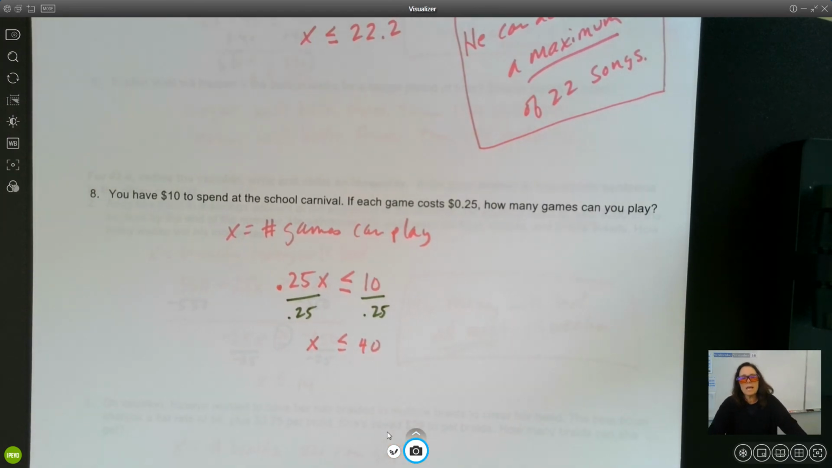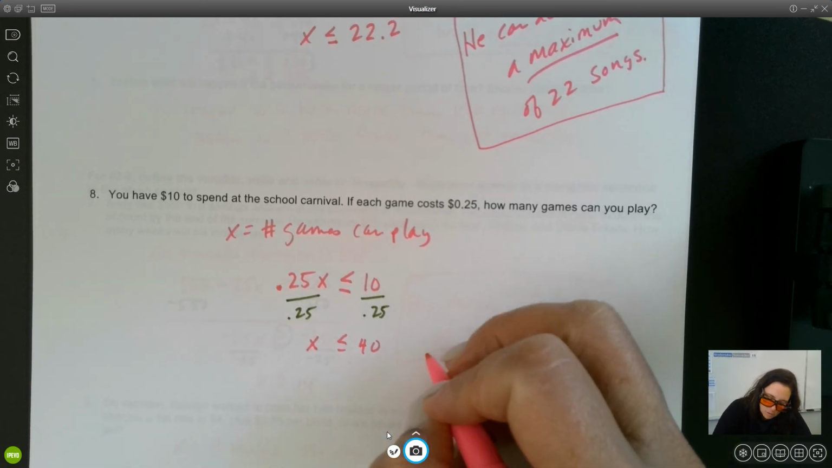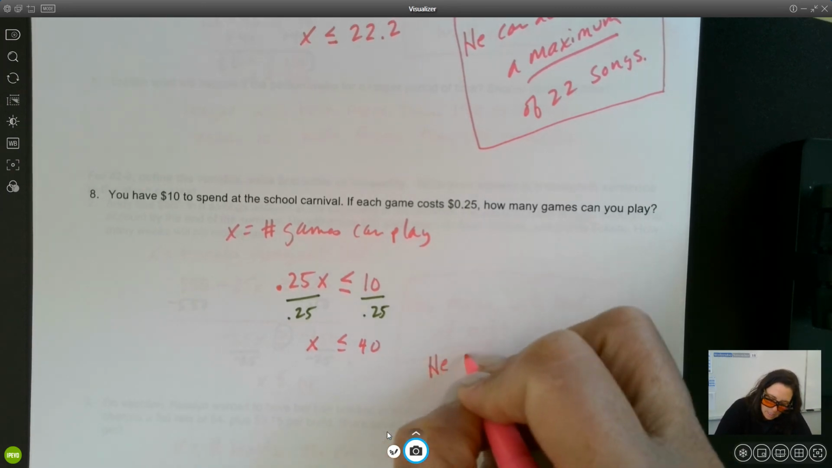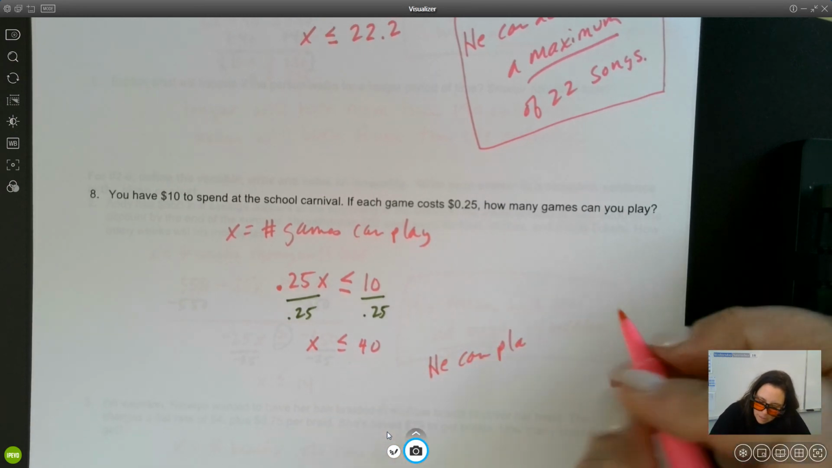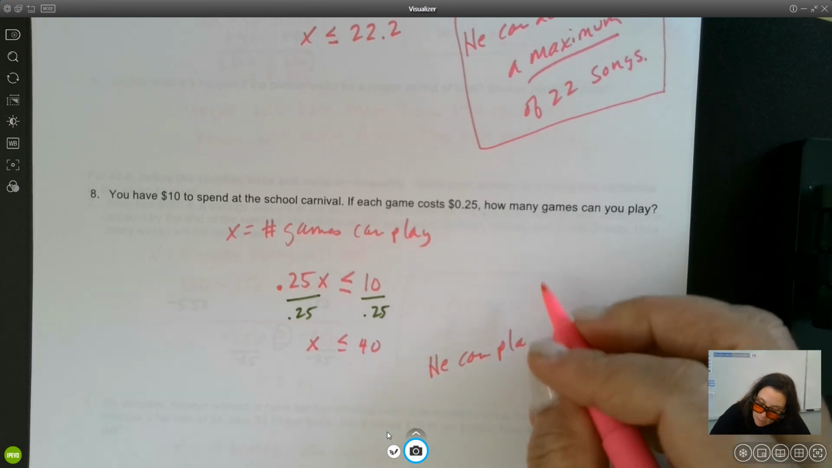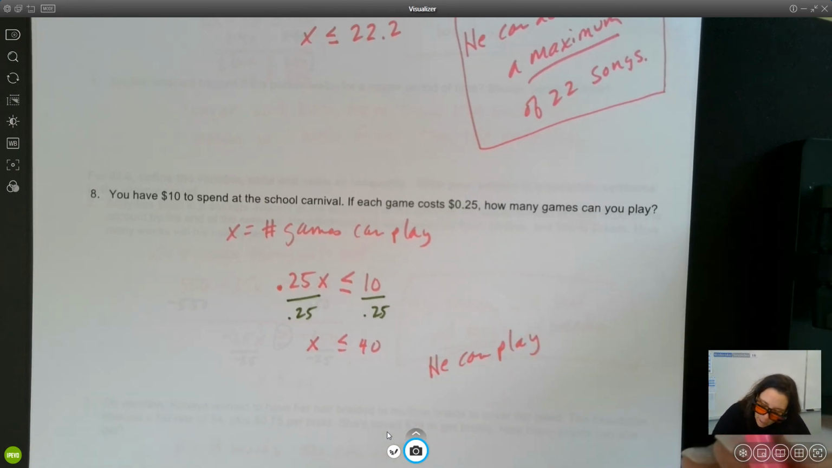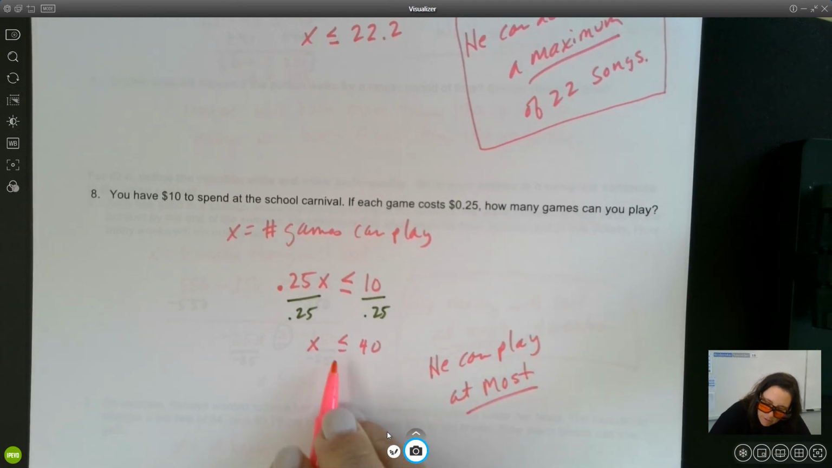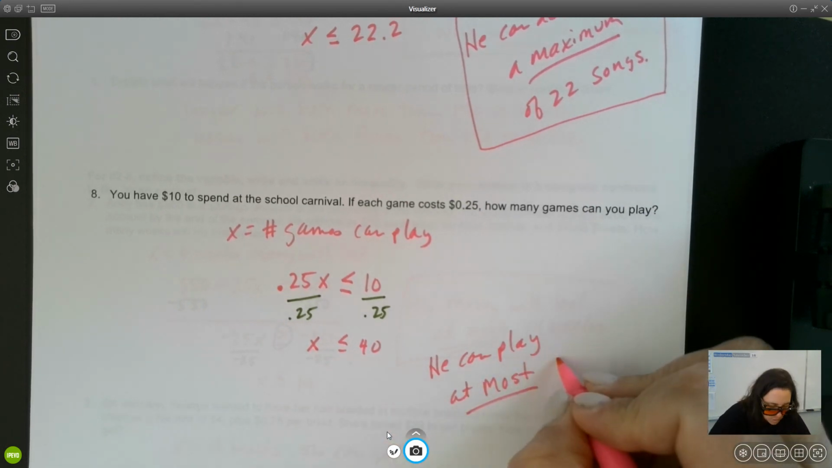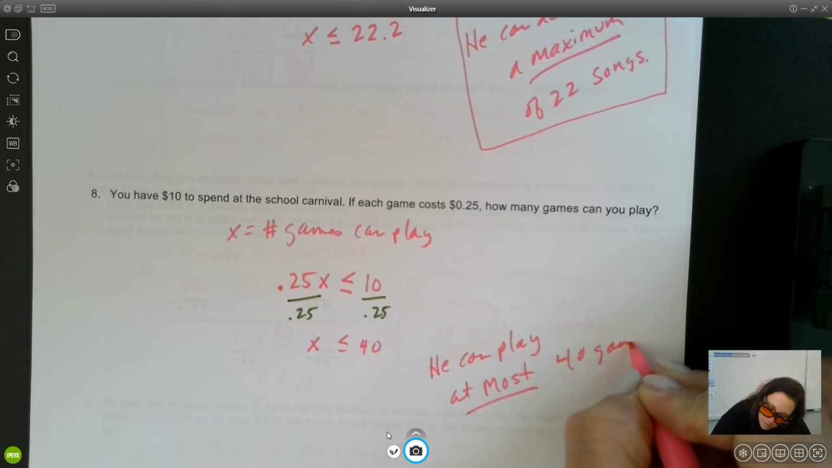Do not say you can play 40 games. What if you get tired and want to leave after 20? Okay. All right, so he can play. I don't know why I said it was a he. He can play at most. That takes care of that symbol, at most 40 games.